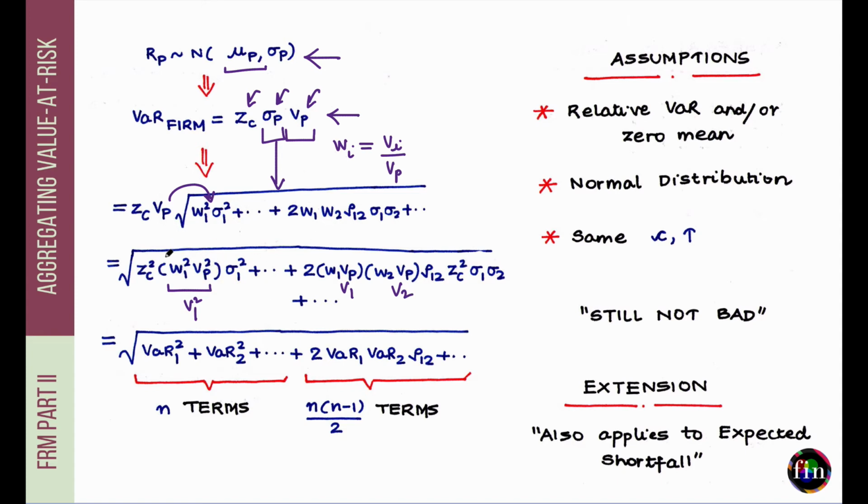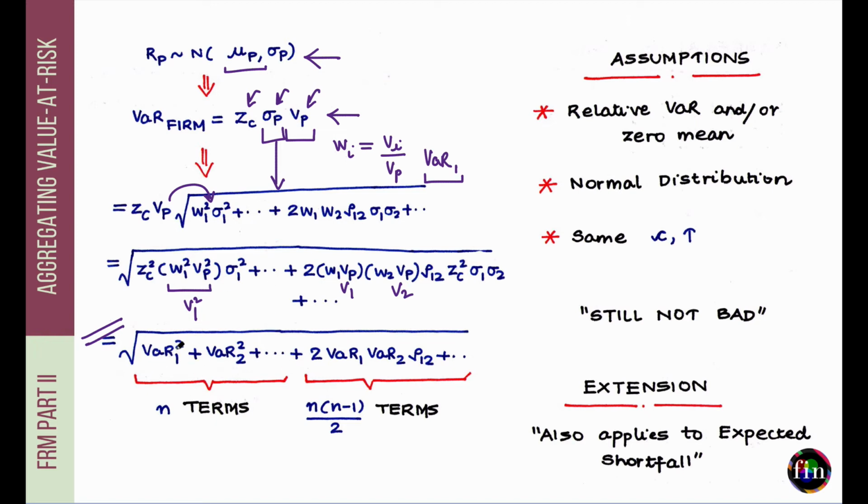Next thing which I have done is just combine the ZC, V1 and the sigma 1, because I know the product of these three is VaR1. Okay, so wherever the ZC, the V and the sigma appear, you can replace it with the individual VaR. What you then get is the formula for aggregating the VaR across the entire firm, and that looks something like this.